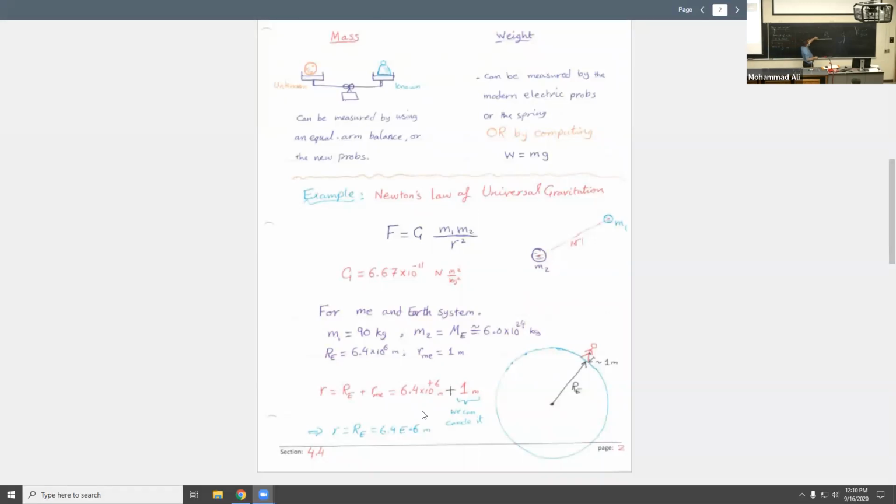We can use the equal arm balance. Just put one of them on one side and the other on the other side. Then, if one of them is heavier, it will not be in a balanced way. We need to put the known mass on the opposite side. If they are in equilibrium, then the two masses are the same. It is simple. So we need to use the equal arm balance.